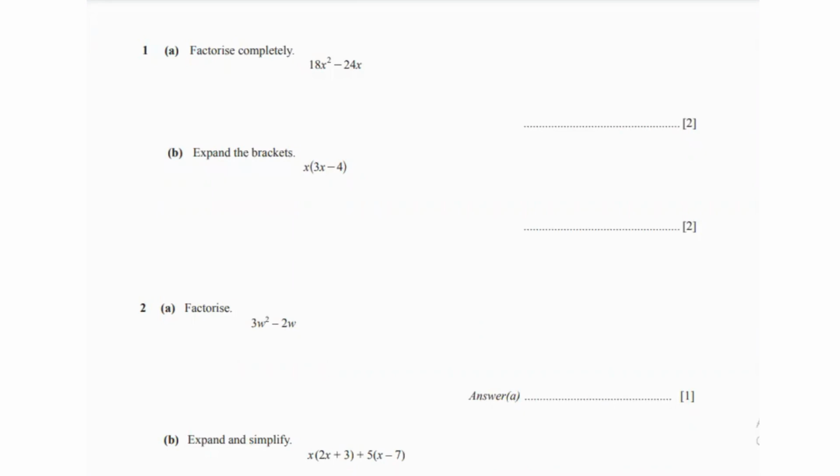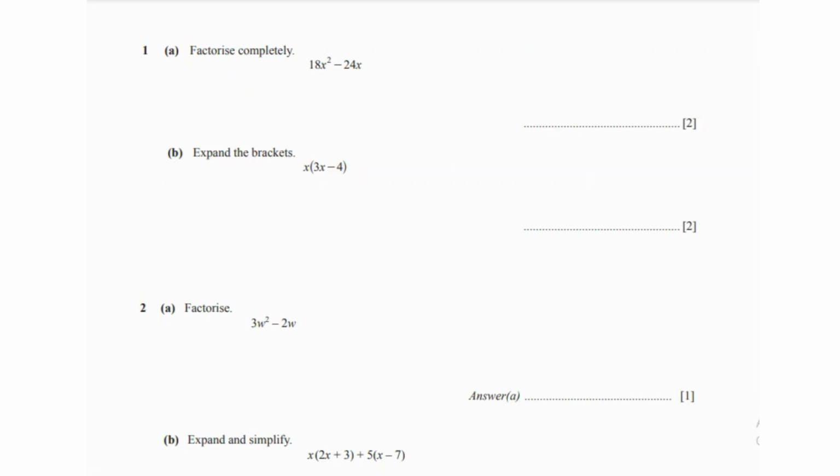If you look at the first question, it says factorize completely 18x squared minus 24x. So when you talk about factorizing, basically we're trying to break down the equation into its components and figuring out what's common between each of the terms. So if you look at 18x squared minus 24x, what we have in common is x. And if you look at the numbers 18 and 24, both fall in the table of 6, 3, and 2.